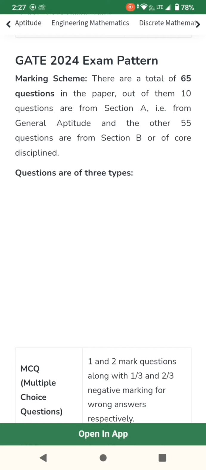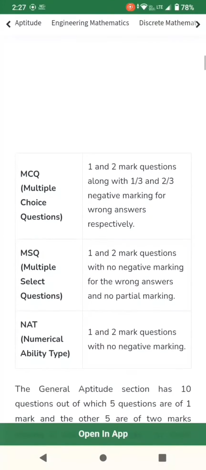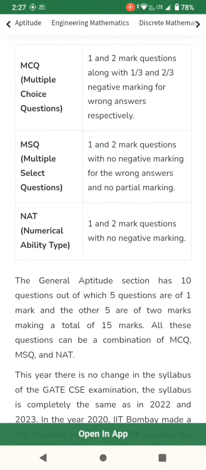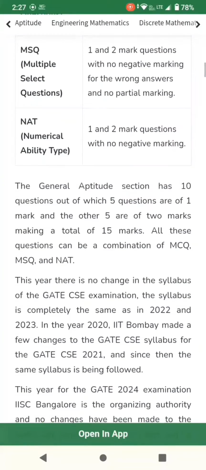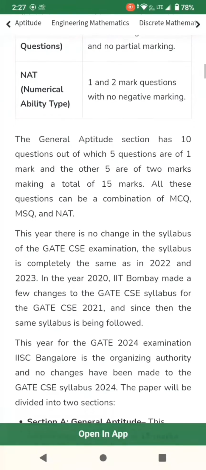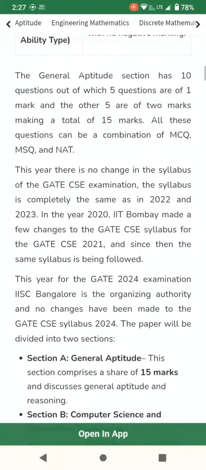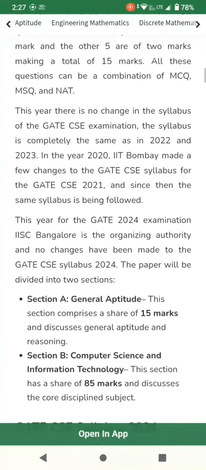Today I am going to share with you all the GATE 2024 exam pattern. The total number of questions in the paper is 65. Out of these, 10 are general aptitude and the rest, 55 questions, are from the core discipline. Those questions are further categorized into three parts: first, multiple choice questions, then multiple select questions, then numerical answer type questions. This year there is no change in the syllabus of the GATE CS examination.